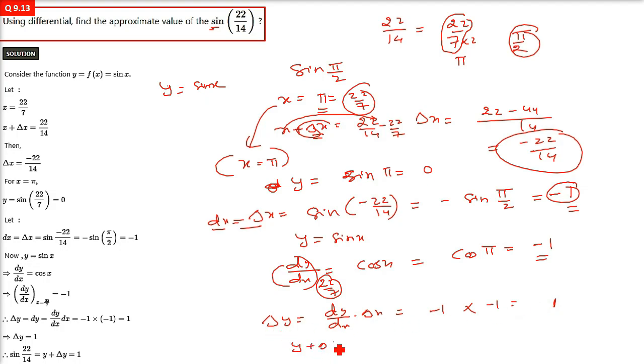So y plus delta y is going to be equal to 0 plus 1, which comes as 1. So there is no approximation involved. It's just sine 22 by 14 is going to be equal to 1. I started with that thing and told you that sine pi by 2 is already known to us, and that has come. But since this question is in this chapter and we have to follow a certain procedure, we have followed the procedure and proved that it's actually 1.